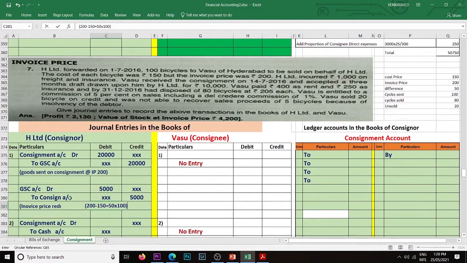Now the consignment account here is showing 20,000, and the consignment account credit is showing 5,000. So the consignment account debit will be 15,000, which is equal to 100 into 150. So we are making the 20,000 into 15,000 by writing 5,000 rupees credit. That is the difference between cost price and invoice price. Next, consignor expenses 1,000. H Limited incurred 1,000 for consignor expenses.